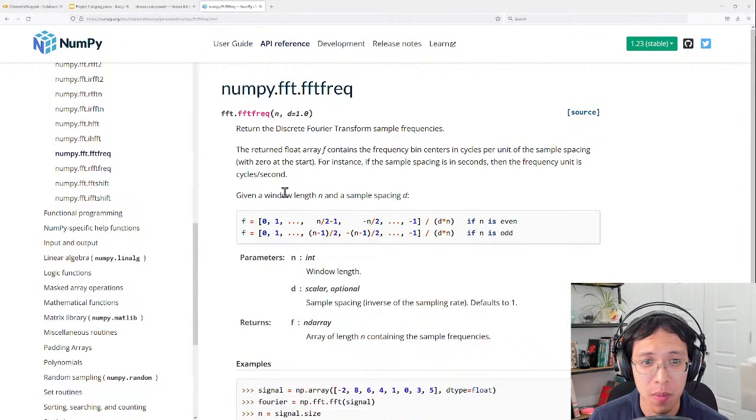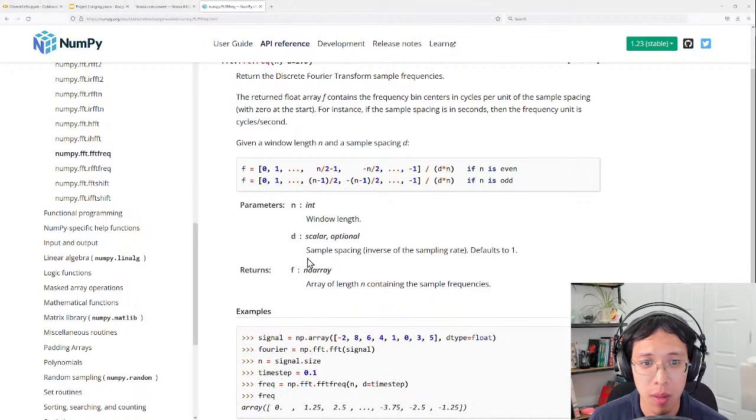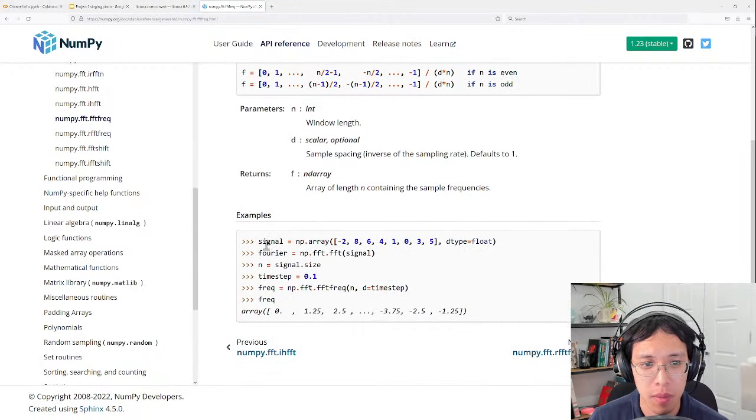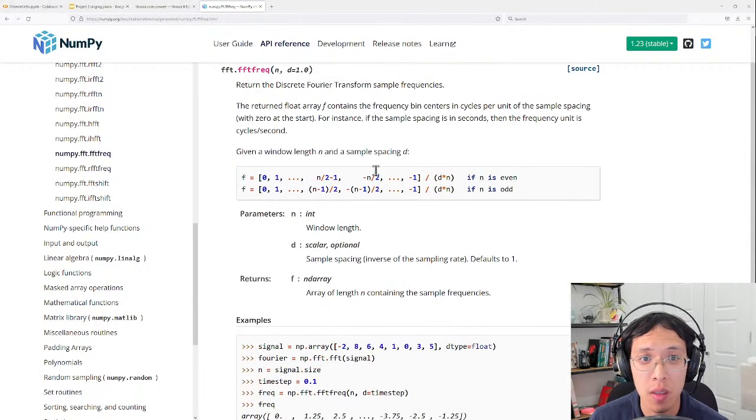Okay, so we have window length, blah blah blah. Reading the docs. That's what this stream is devolving into, just me reading documentation.